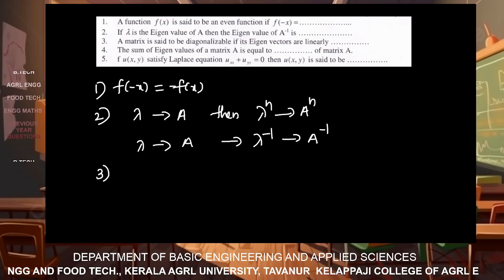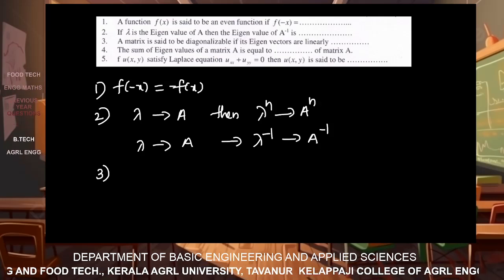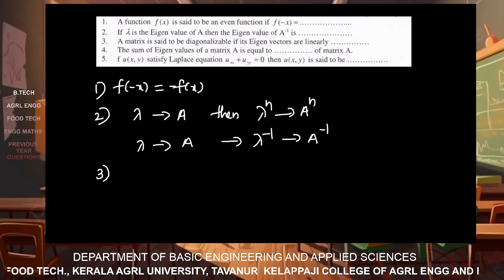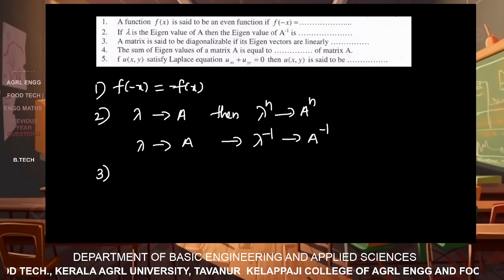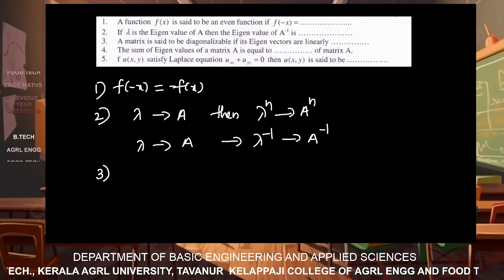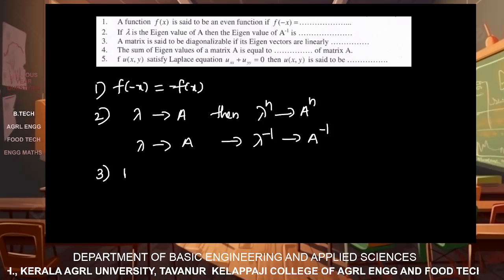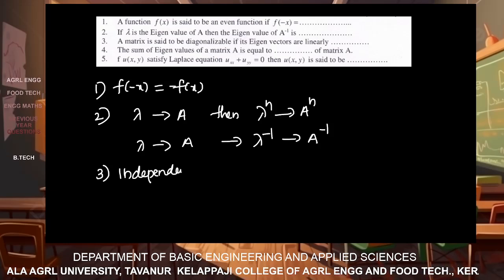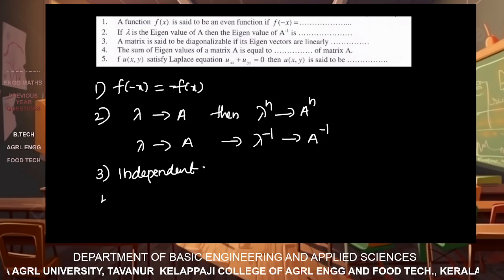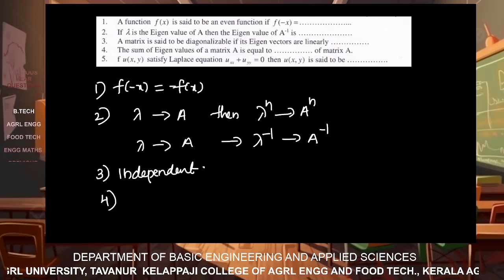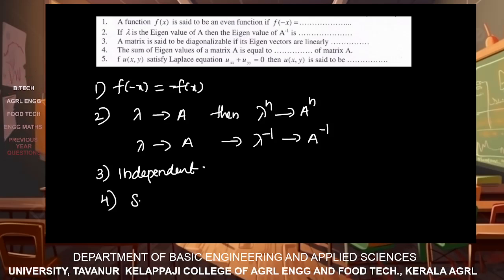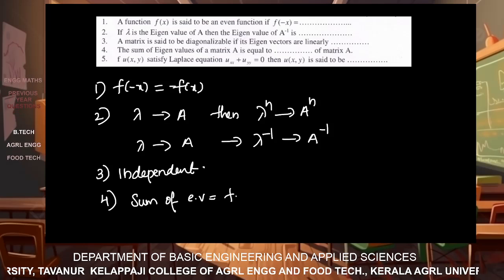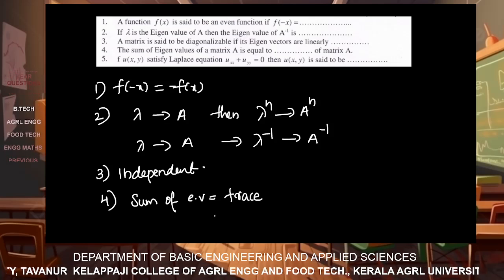A matrix is said to be diagonalizable if its eigenvectors are linearly independent. If a matrix possesses linearly independent eigenvectors, then only we can say that it is diagonalizable. Okay. Sum of eigenvalues of a matrix, we already discussed so many times. Sum of eigenvalues is actually the trace of the matrix, that is the principal diagonal sum.